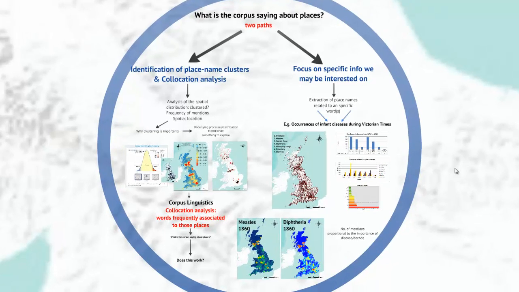So another of the questions that we wanted to solve as well was, what is the corpus saying about places? And to solve this particular question, we took two different paths. This is not to say that they are the only paths that are available or that you can actually follow to solve this question. This only means that these are particular methodologies that we are looking at in this specific case. So the first path we took was the identification of place name clusters, and then going back to do collocation analysis on those place name clusters.